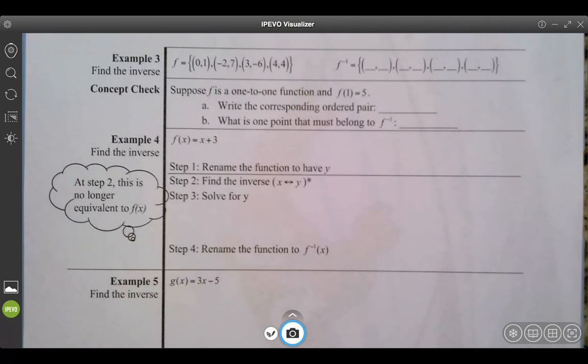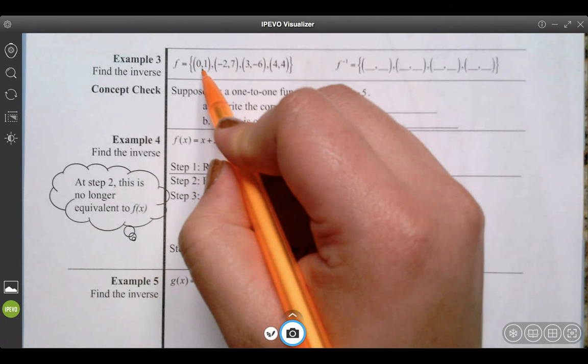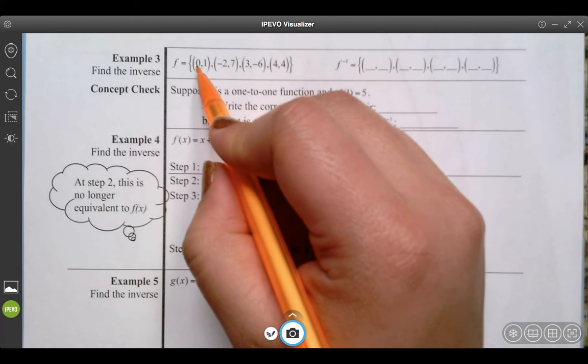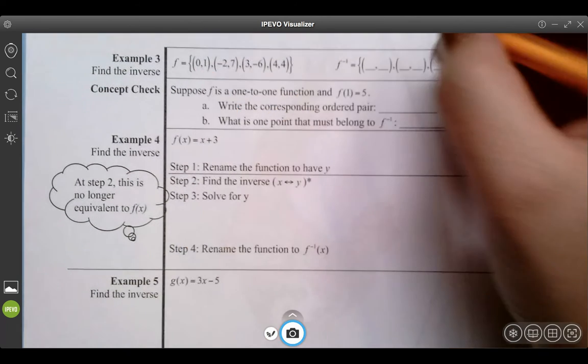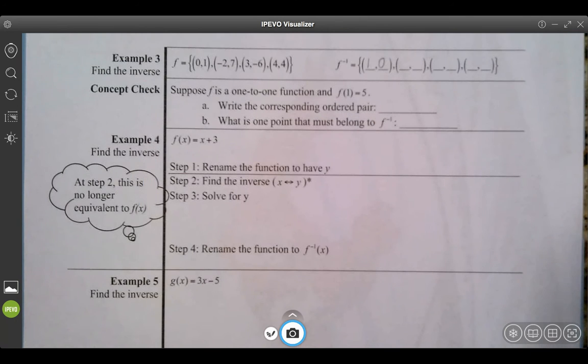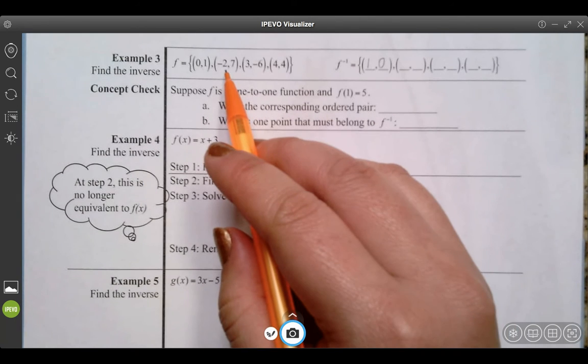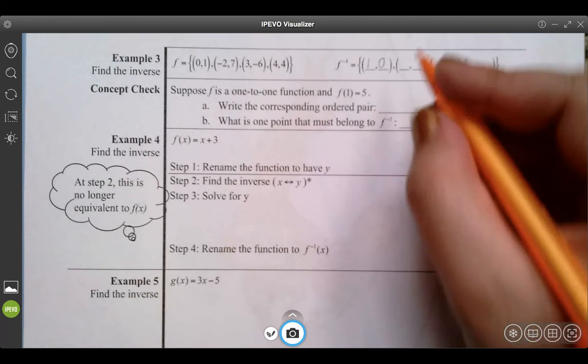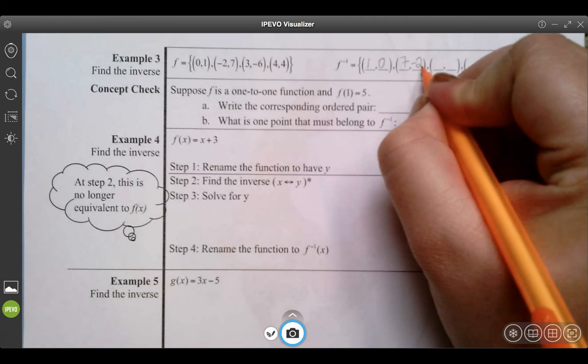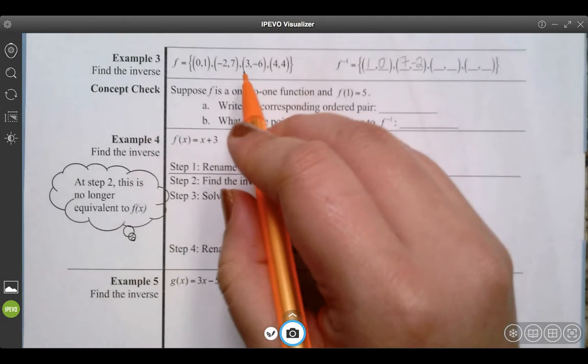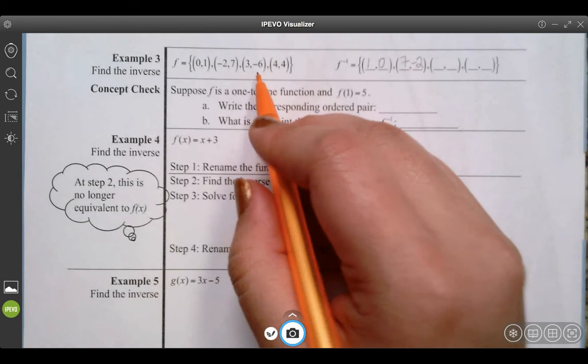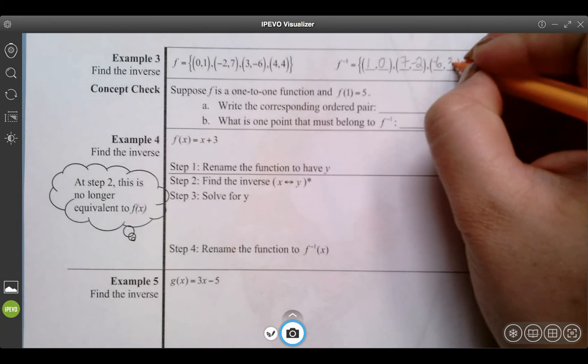On the next page, looking at example 3, we want to find the inverse of this list of ordered pairs. Remember, we said the inverse has x and y switched for every ordered pair. So I'm just going to take each ordered pair and switch the x and y values. This was (0, 1). In the inverse, we switch them and it's (1, 0). The next ordered pair is (-2, 7), so the inverse is (7, -2). The next ordered pair, we have (3, -6). We switch those to (-6, 3).